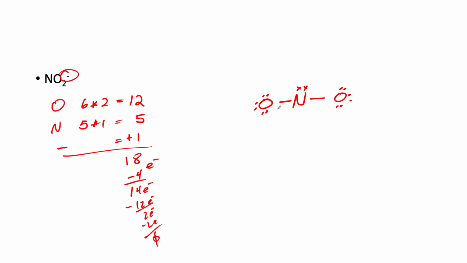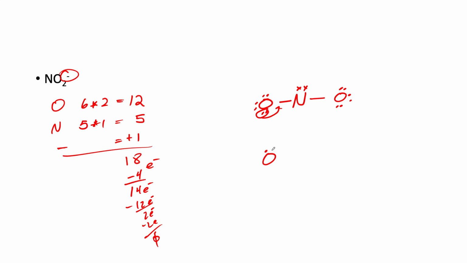I've got none left. This oxygen, 2, 4, 6, 8, has 8 around it. This oxygen, 2, 4, 6, 8, also has 8 around it. Remember, each oxygen owns 6 but sees 2 more, for a total of 8. This nitrogen, 2, 4, 6, is missing 2. So we're going to pick one pair. You can go from this side too, it doesn't matter. We're going to move it in between.